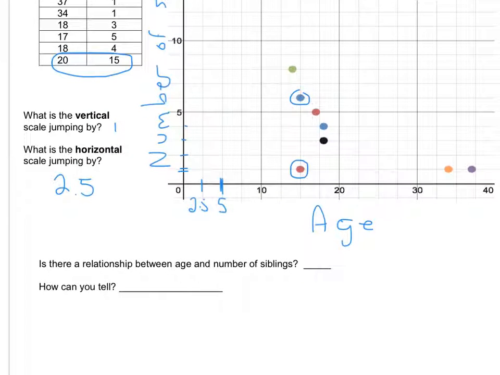Is there a relationship between age and the number of siblings? I did not see a pattern on this grid or on this graph, so I'm going to say no. And how can you tell? You can say there is no trends in the data. And because there's no visible trends, I can say that there's no relationship. There might be, but I would need to collect more data.